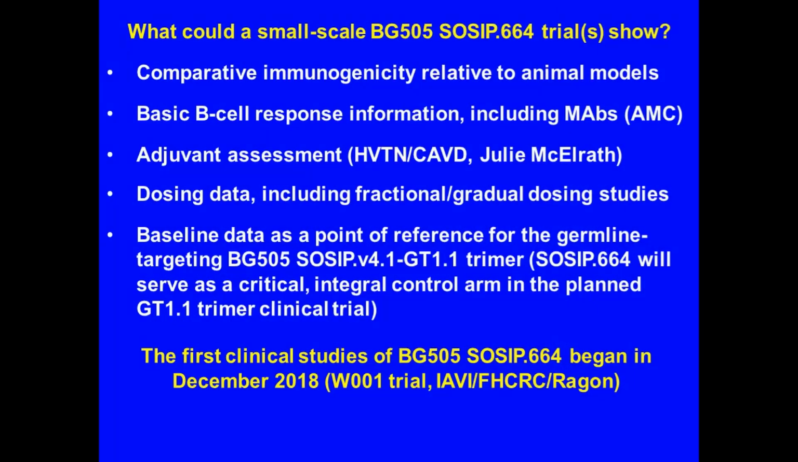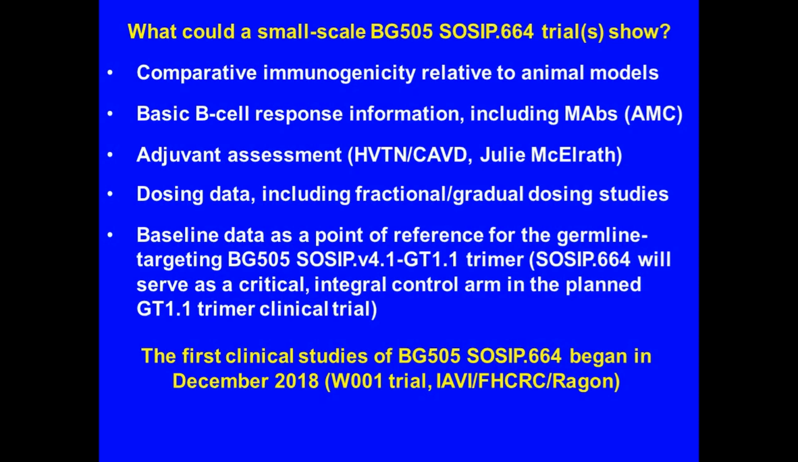But our colleagues are doing comparative immunogenicity trials now. How does the human antibody response compare to animal models? We can get B-cell information. We can make monoclonal antibodies. We're doing what I think is quite an important study to compare adjuvants. So which is the best adjuvant?